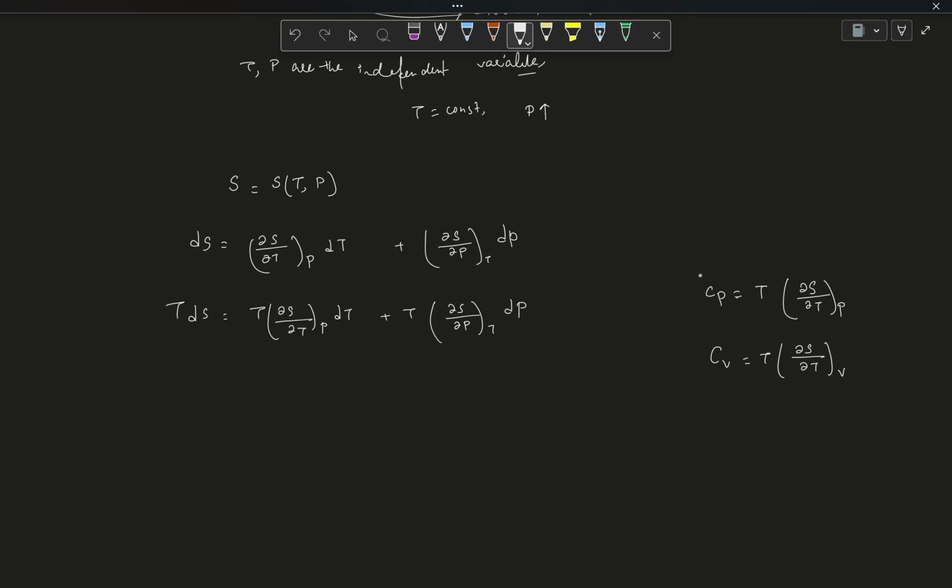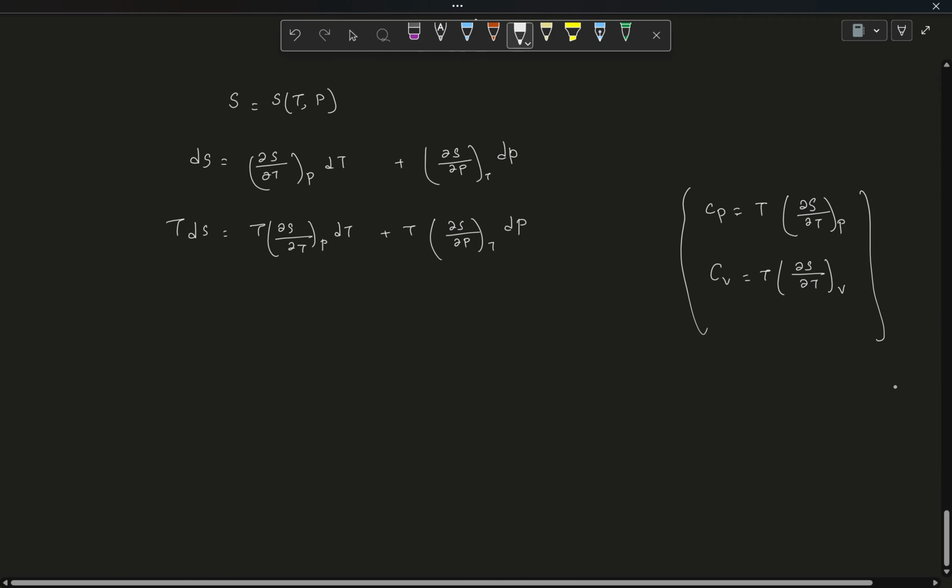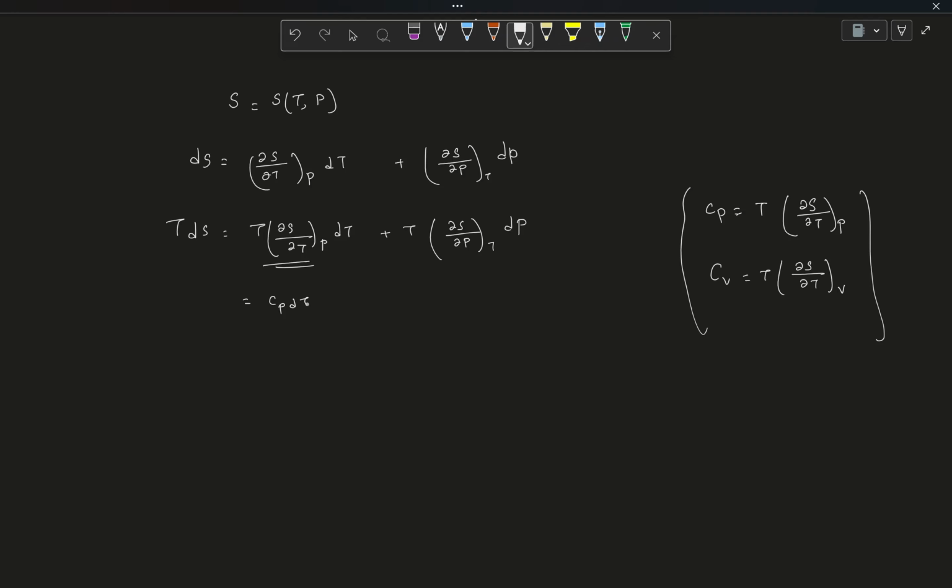Okay, so these are known to us already. Here you can see there is a term T del S del T at P constant. This you can replace by Cp dT. And why are we replacing it? Because you have the simplified formula that you can utilize here, giving you Cp dT plus T times del S del P at T constant dP, right?